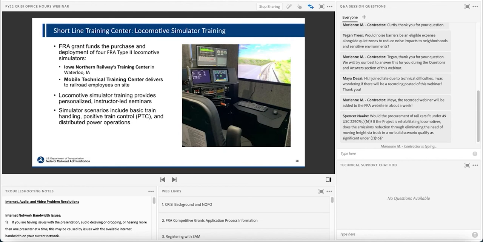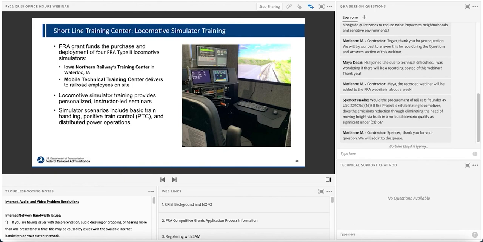The second part of the grant is the locomotive simulator training. With CRISI grant funds, Iowa Northern Railway purchased 4 locomotive simulators earlier this year. Simulator training is offered at both Iowa Northern's headquarters in Waterloo, Iowa, or small and regional railroads can arrange to have the simulators brought to their locations. Simulator training is personalized, instructor-led seminars.